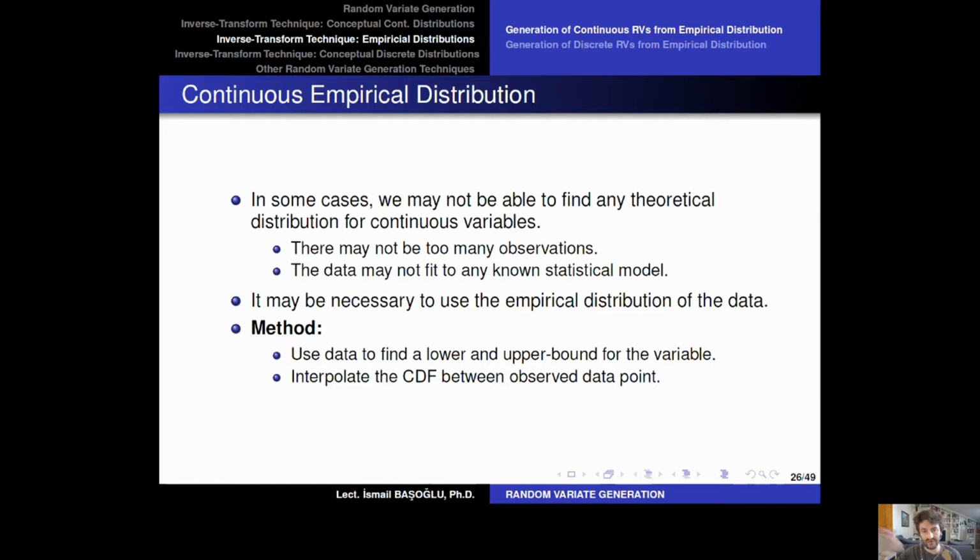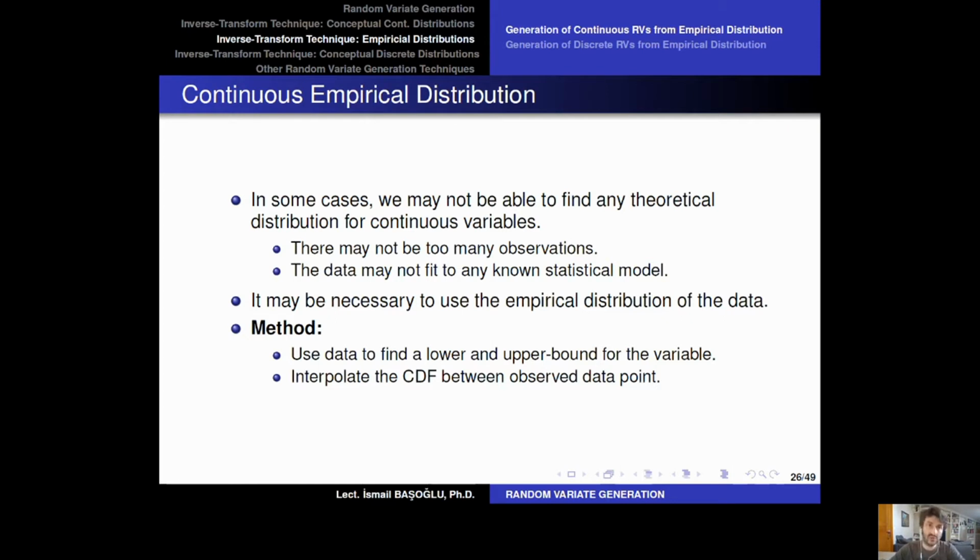So why may these kinds of cases happen? There may not be too many observations. For example, you collect data, but the size of the data can be so small. And in that case, you cannot apply a goodness of fit procedure for that data. Therefore, you cannot make a strict conclusion about the statistical model that you would like to use.